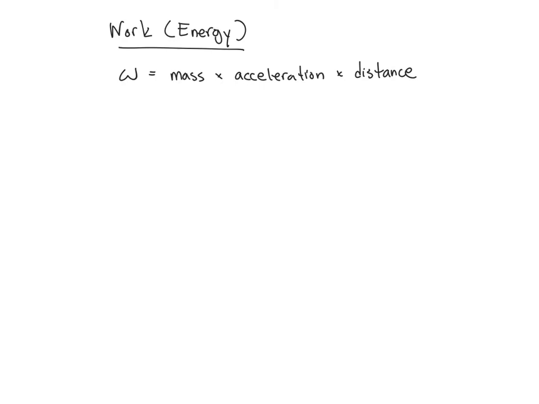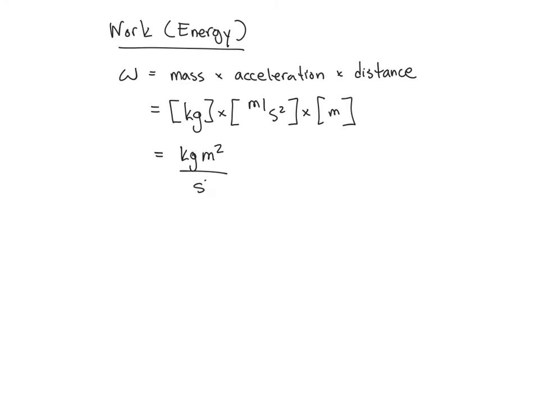So we know that energy is mass times acceleration times distance. If we expand that out and using the SI units, SI unit for mass is kilograms, acceleration meters per second squared, and distance is in meters, we get that the units of work or energy must be kilograms meters squared per second squared, and this has a special name called a joule, of which we use capital J to denote.